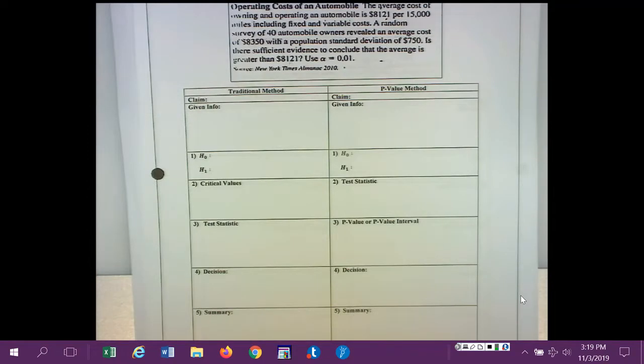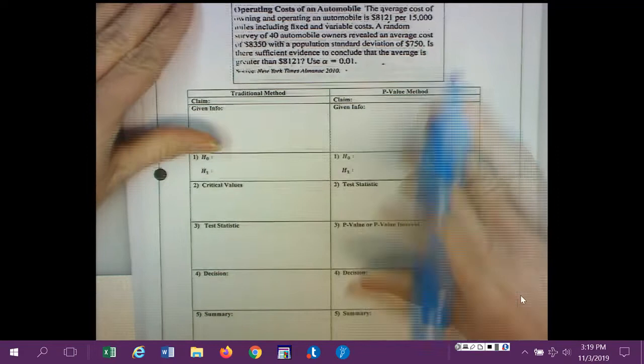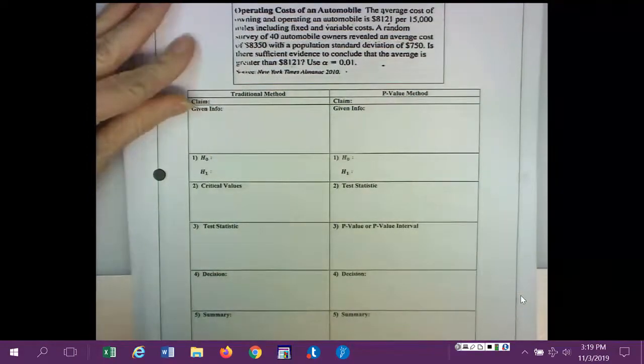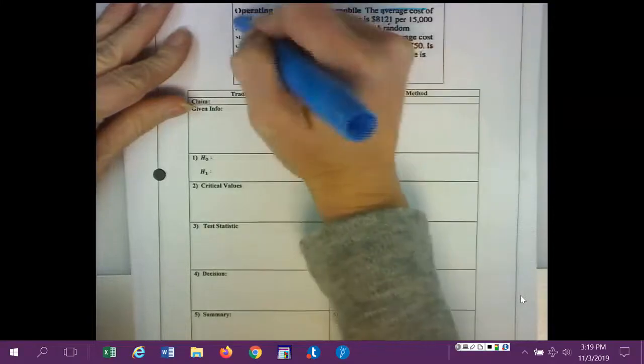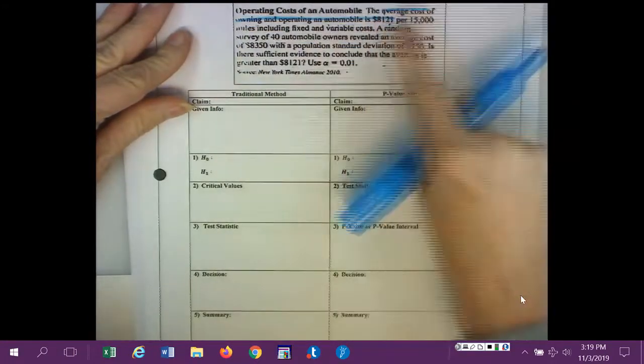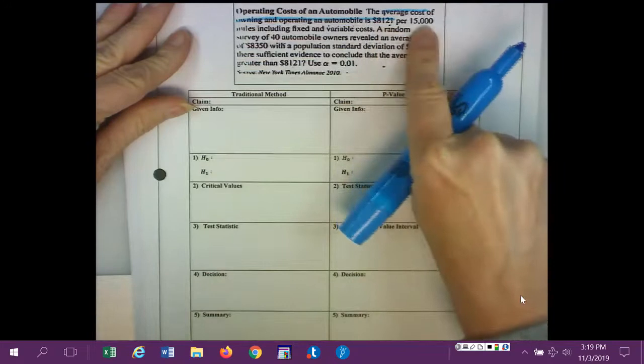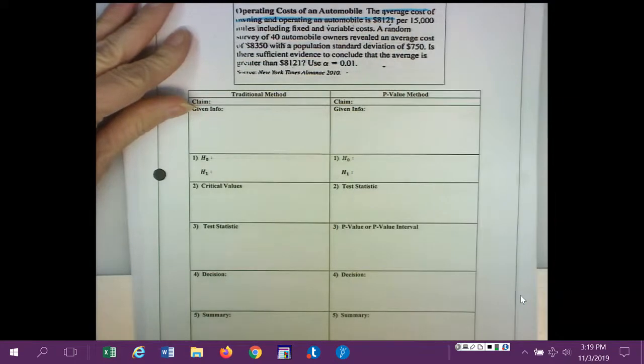Often it is very important to take a highlighter and pick out what is given so that you can identify the claim. Hypothesis testing problems for class. Operating cost of an automobile. The average cost of owning and operating an automobile is $8,121 per 15,000 miles, including fixed and variable costs, period. The most important information from that sentence is that the average cost of owning and operating an automobile is $8,121.